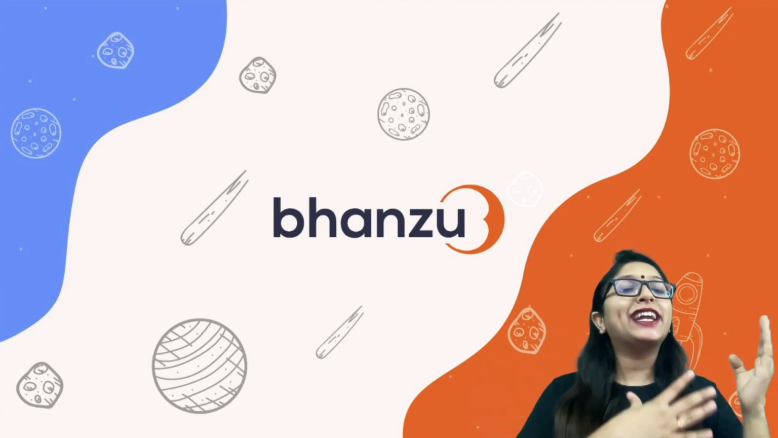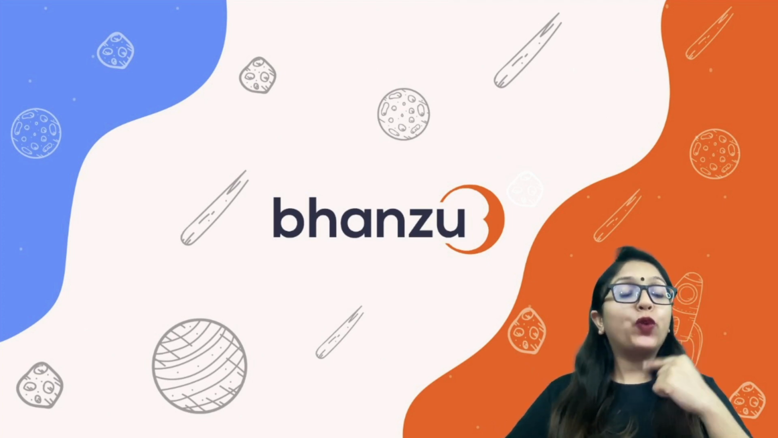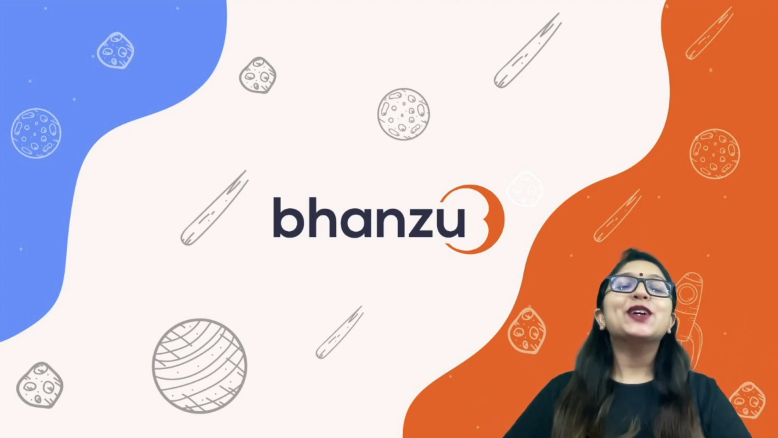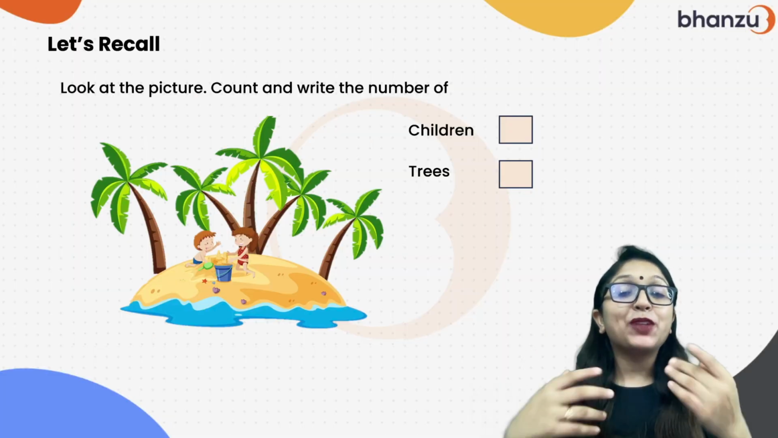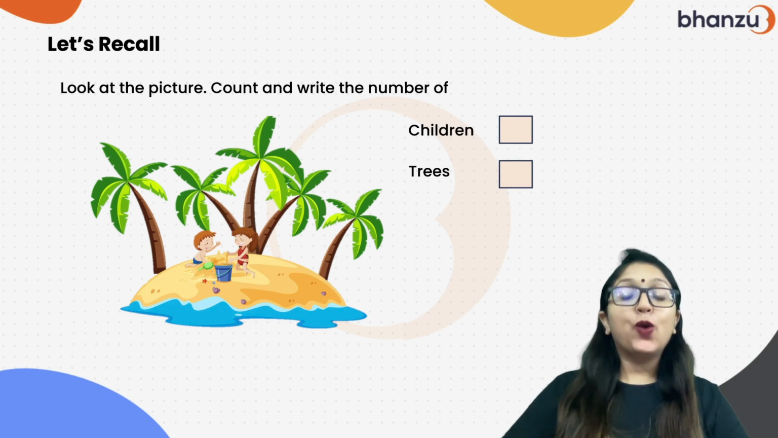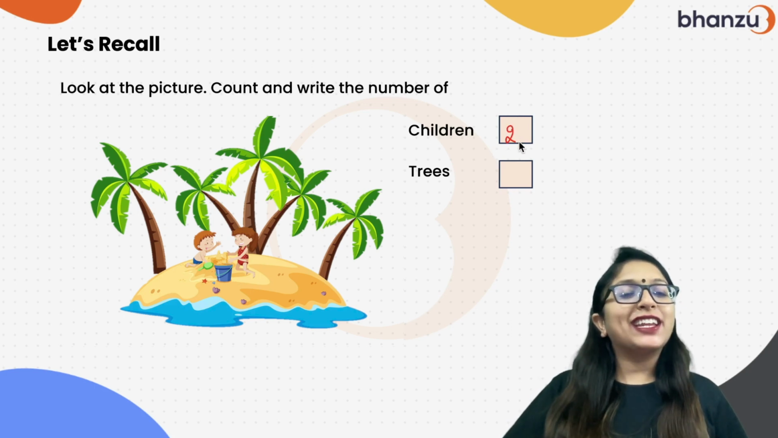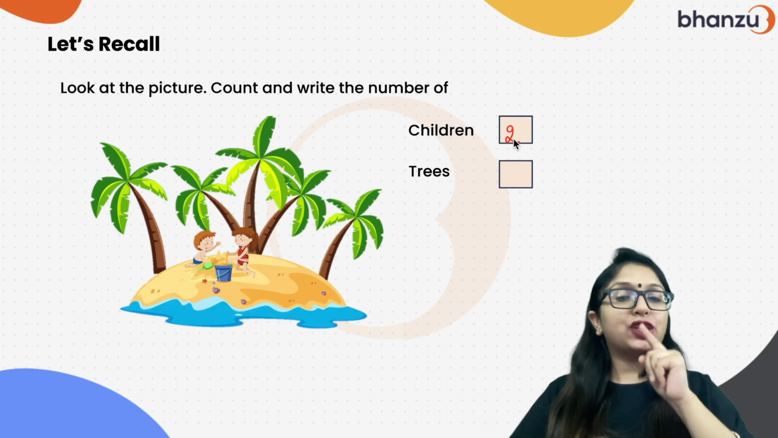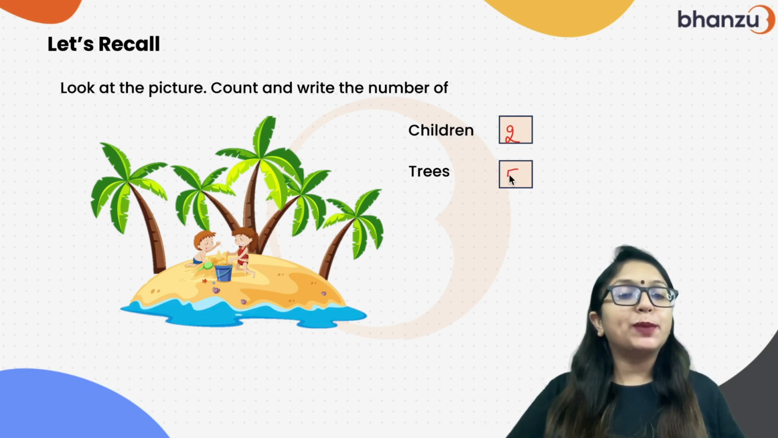So let's go ahead. We are going to listen to one story, and in this story we are going to one fair. Do you like fair? Yes. So let's go there, and on the way what do we see? Park. Now can you quickly tell me how many children are there in this park? We have only 2 children. And how many trees are there in the park? You can quickly count. 1, 2, 3, 4, 5. There are 5 trees in the park.